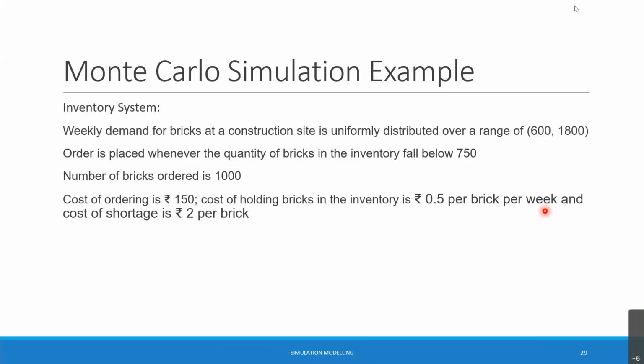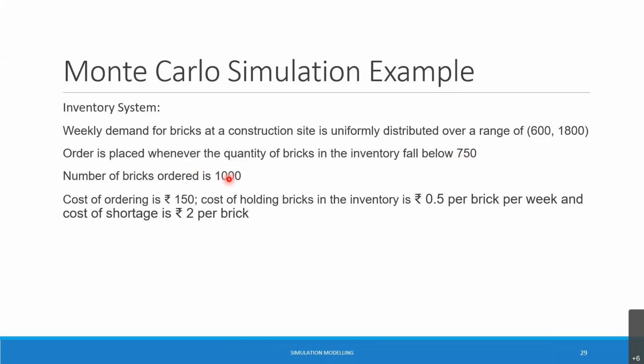In fact, I can use some optimization models. There are methods for finding the optimal value of the reordering point and the optimal quantity to order. But let's say, based on some analysis, I got these values, 750 and 1,000. Now I'd like to know how my system is going to behave, and then maybe analyze it.